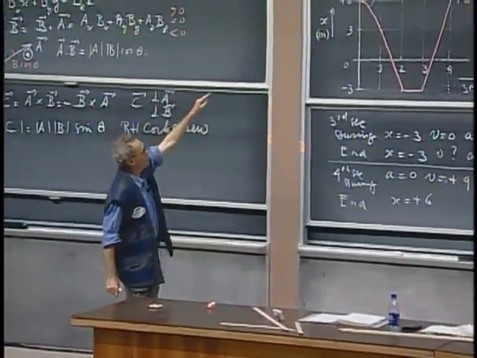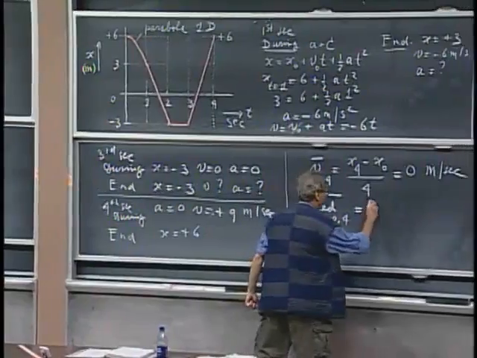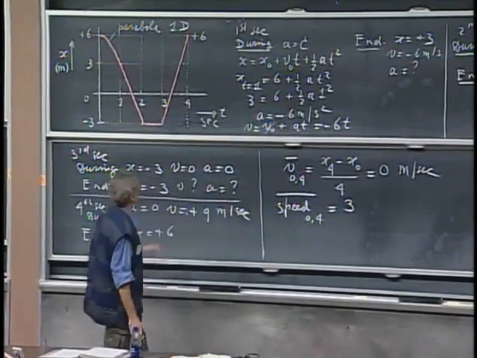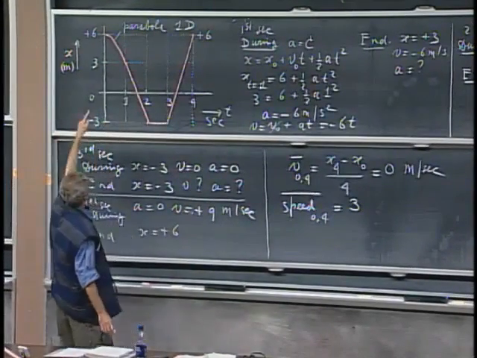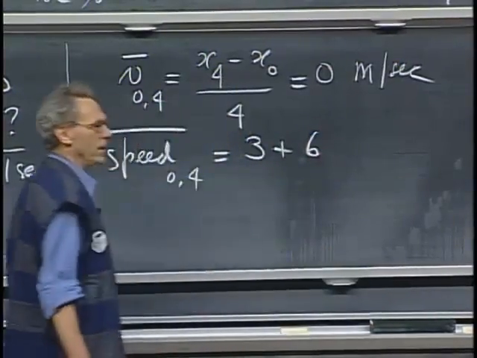Well, let's first go through the first second. It goes from +6 to +3. So it already travels 3 meters. Then in the second second, it goes from +3 to -3. So it travels another 6 meters.